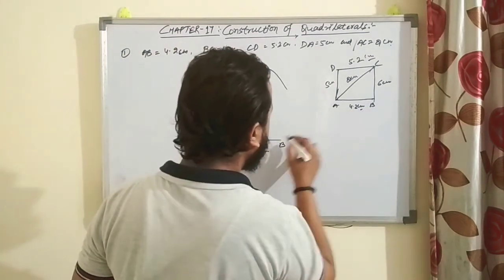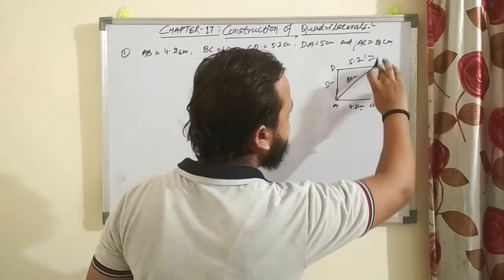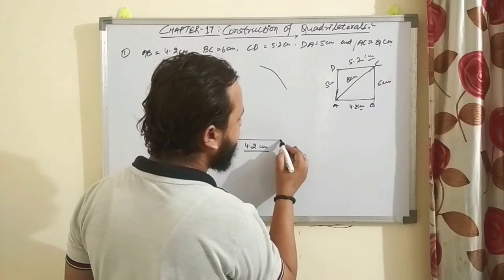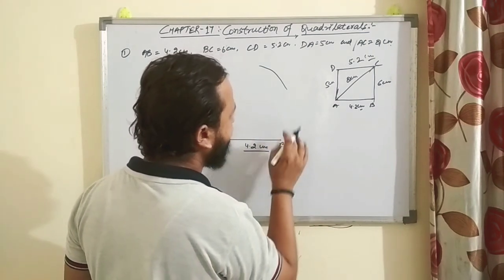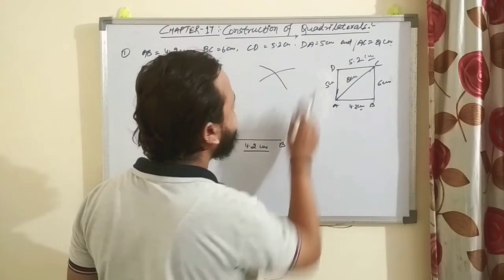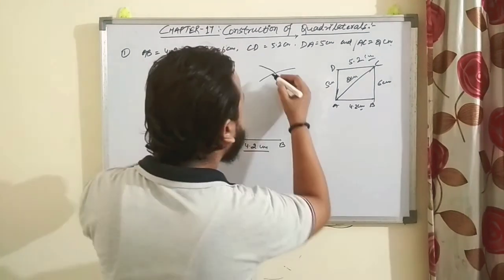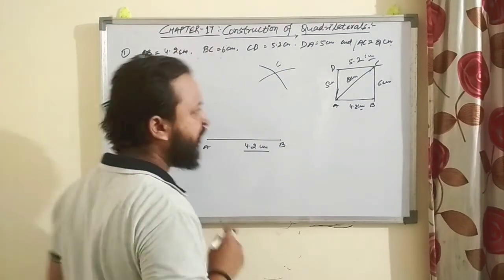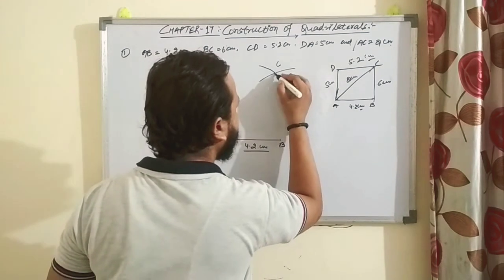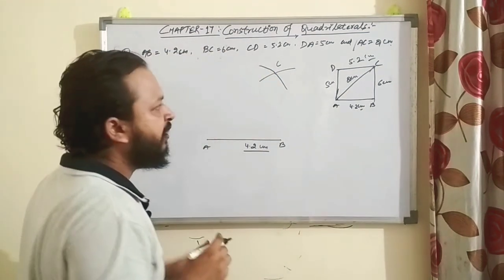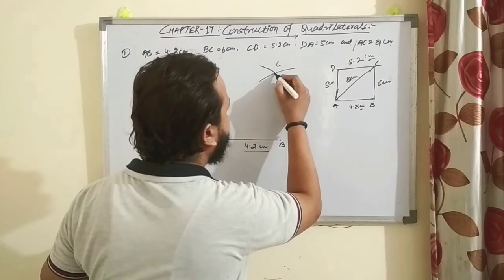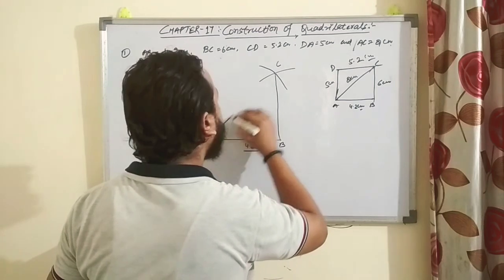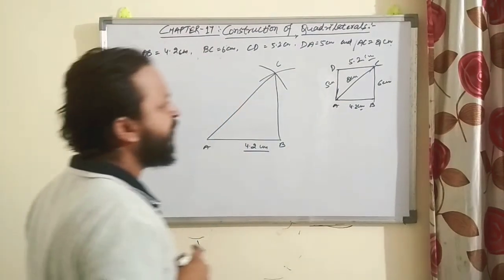Now come to point B. Take the length 6 centimeter from the compass, and taking point B as a center, draw an arc. So the point of intersection of the two arcs gives point C. This is point C. Now just join B to C and join A to C.